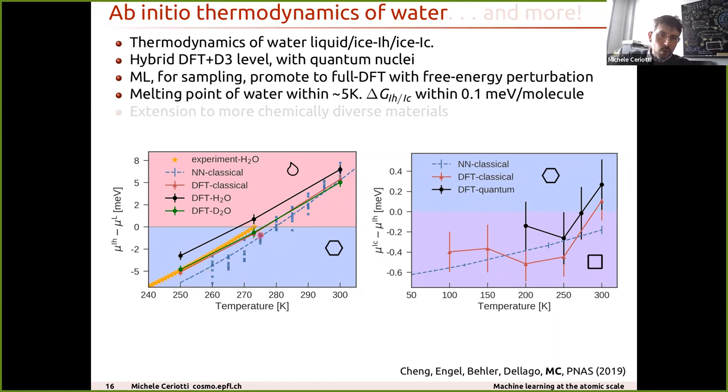Here, basically, the blue dashed curve is the result that we get with the pure neural network potential, without the free energy perturbation that allows us to incorporate electrostatics as a correction, because of course DFT incorporates electrostatics. And you see that yes, there is a noticeable error, something like 5 Kelvin for water and a fraction of a milli electron volt per atom for the relative free energy of the two ice forms.